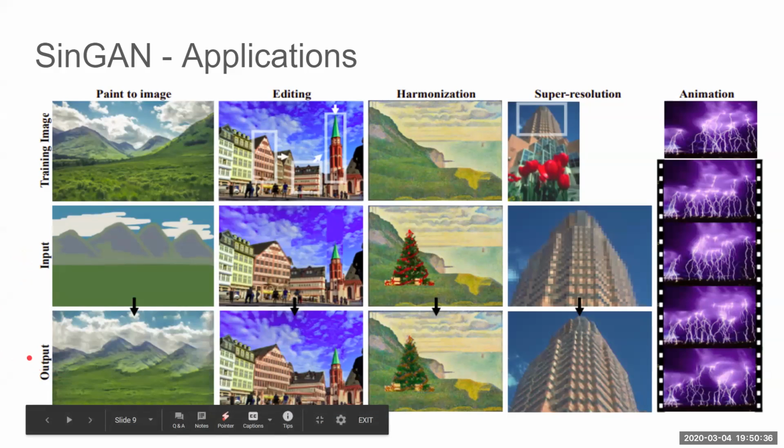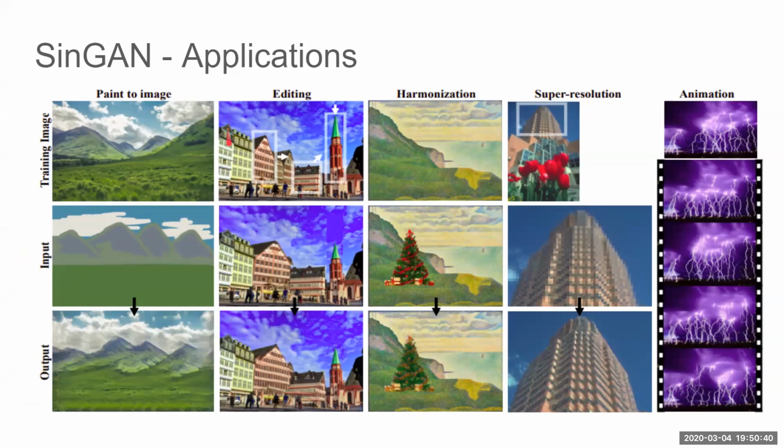Now the second application would be editing. Let's say the training image is this. As you can see, I think there are white borders, right? Let's say we want to stretch this first block and reduce the height of the tower. That is our intent, right?